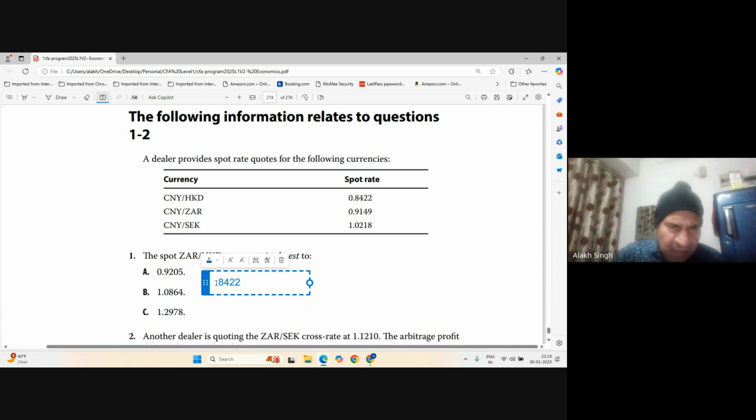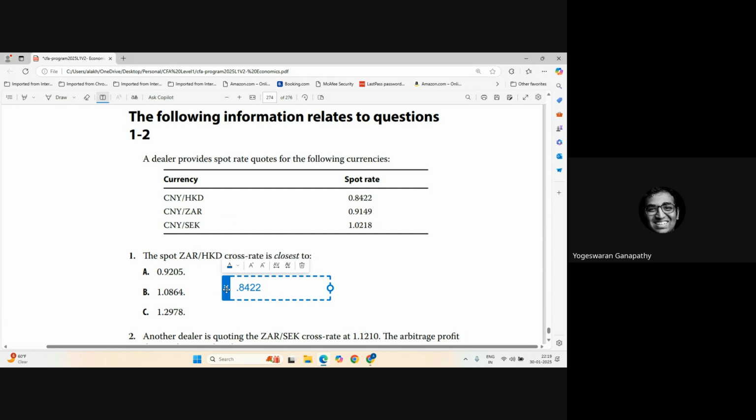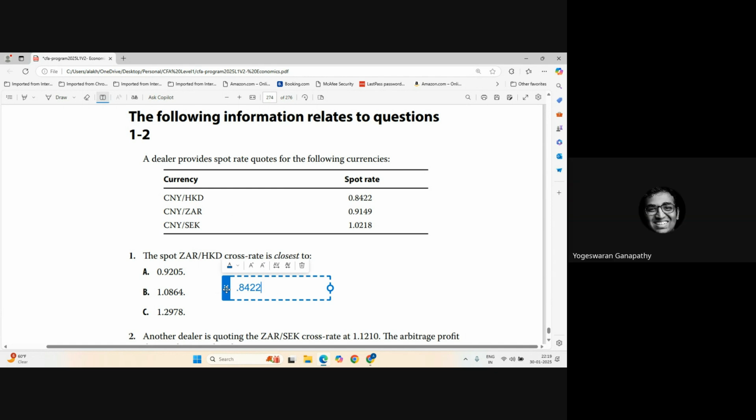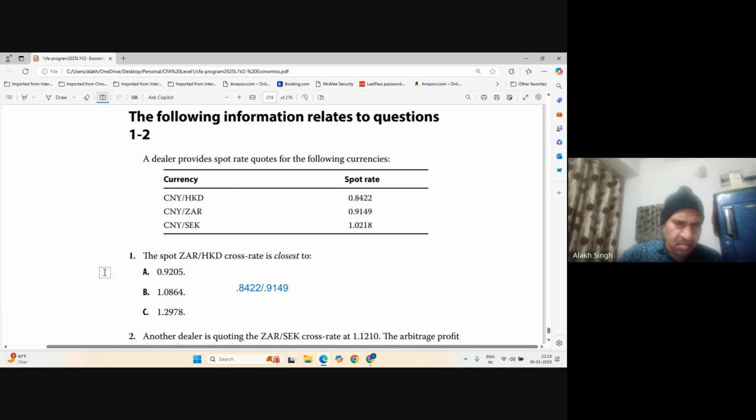Is it divided or multiplied? It is a cross rate, so for ZAR by HKD, ZAR has to be in the numerator, so yes, it has to be divided. The other currency has to be in the denominator. So 0.8422 divided by 0.9149. Very good. We didn't even need to calculate, because it has to be less than that. Yes, all the options are higher.